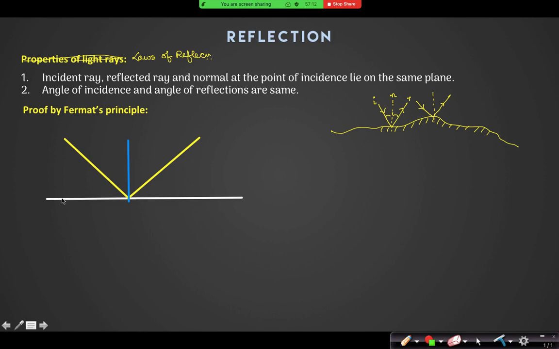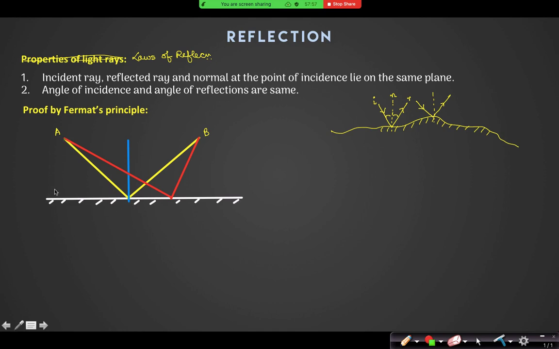Another path, I will assume any general path. Any general path, you can take this point also here. Any general path where these two angles are not the same. Now I have to prove that out of these two paths, one is this yellow colored path, another is that red colored path, this yellow colored path will take minimum time to move from A to B. Right? For that, what I will do, I will drop a perpendicular from A to the mirror. Right? It is the mirror. You can see it is the mirror surface.